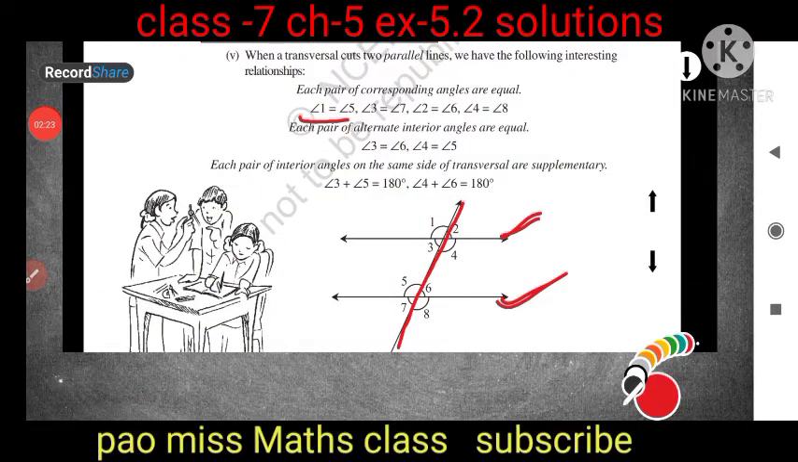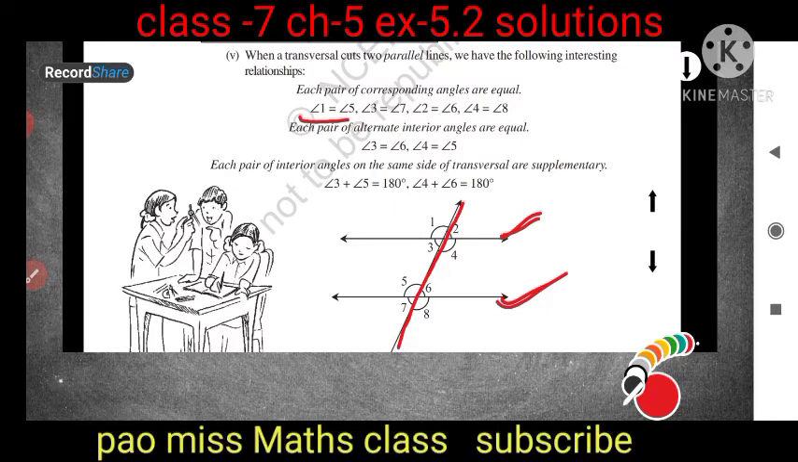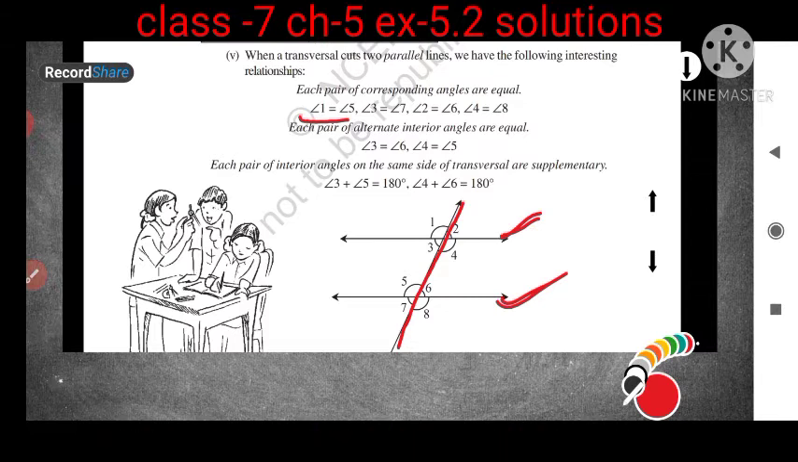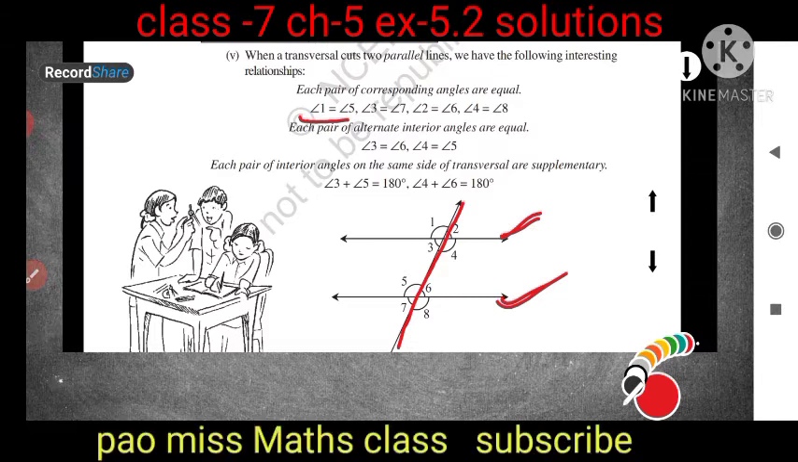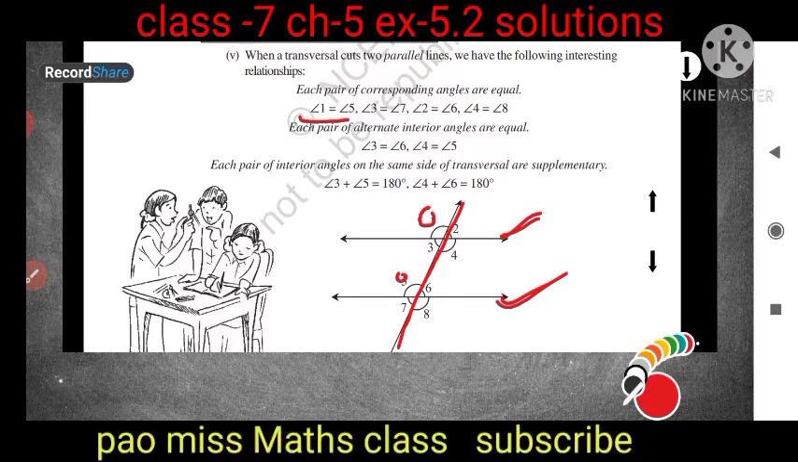So for any two parallel lines, when you draw one transversal line, some corresponding angles are formed, and they are always equal, only for parallel lines. I have already explained which are corresponding angles. Angle 1 and angle 5 are corresponding angles.